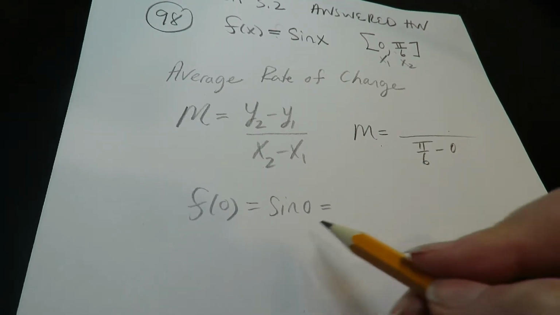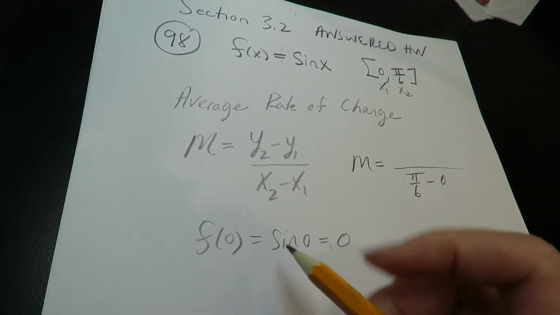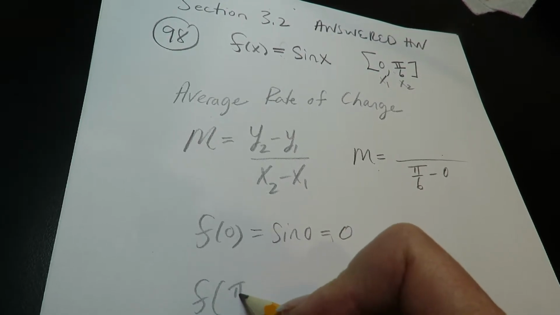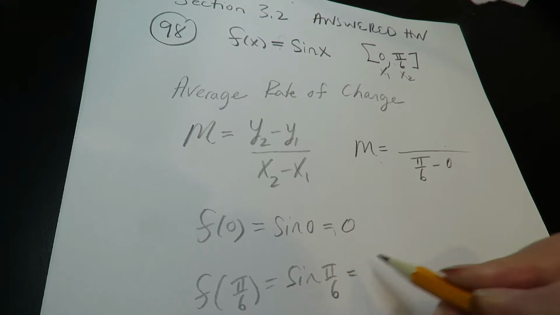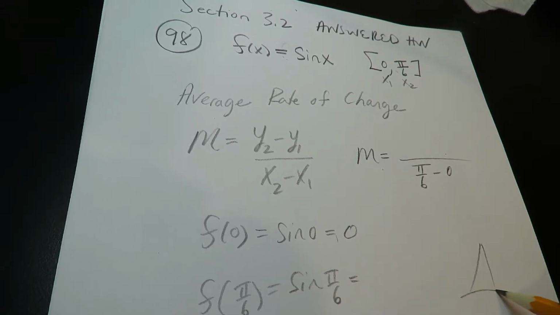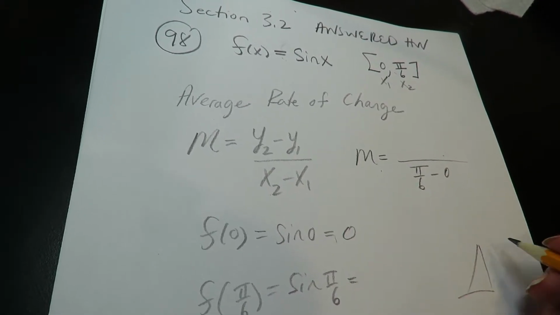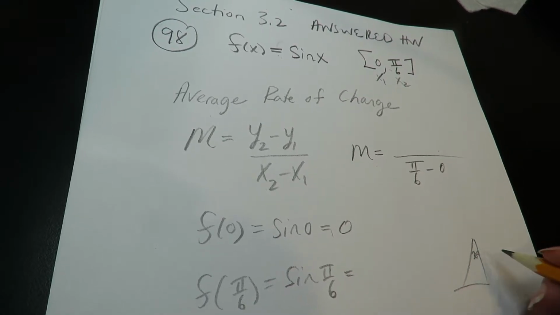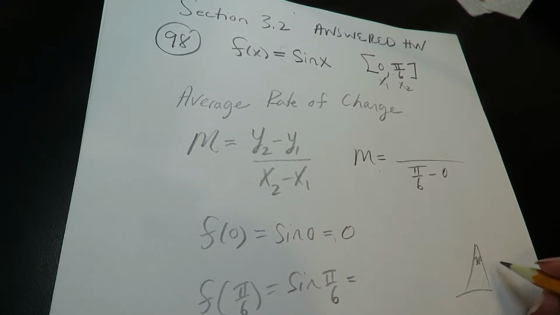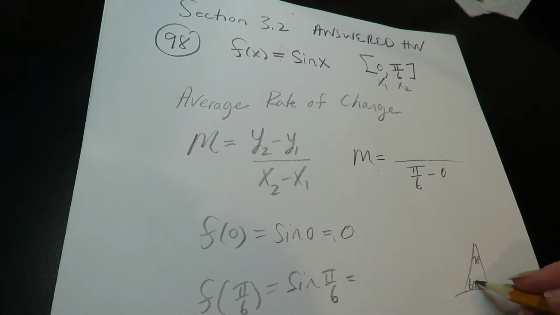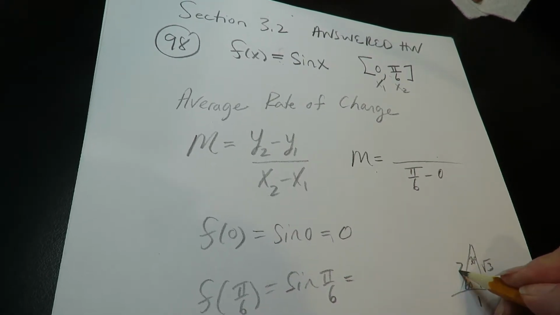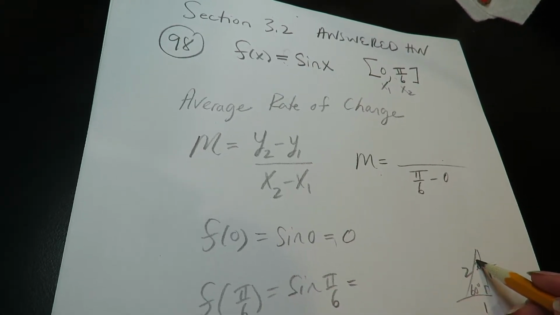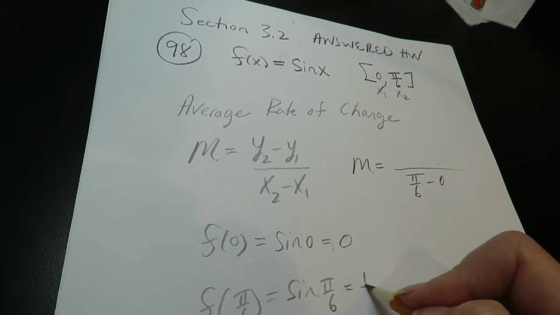Sine of 0 is a quadrantal angle, so that's going to end up being 0. Sine of pi over 6, you either memorized your triangles or you memorized the circle, all the little triangles in the circle. Okay, 30. Okay, so this is 30 degrees, so sine of 30 is opposite over hypotenuse. This is 1/2.